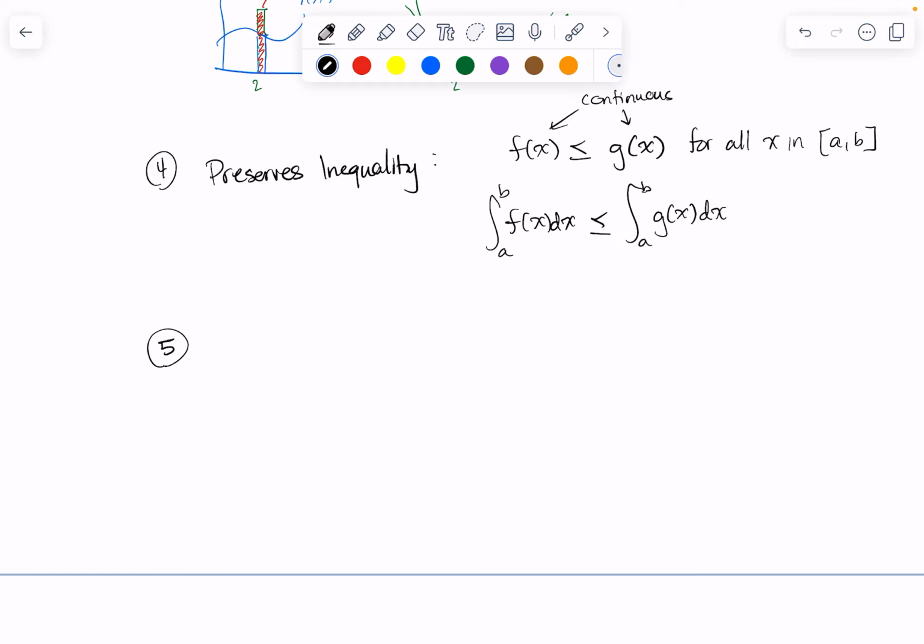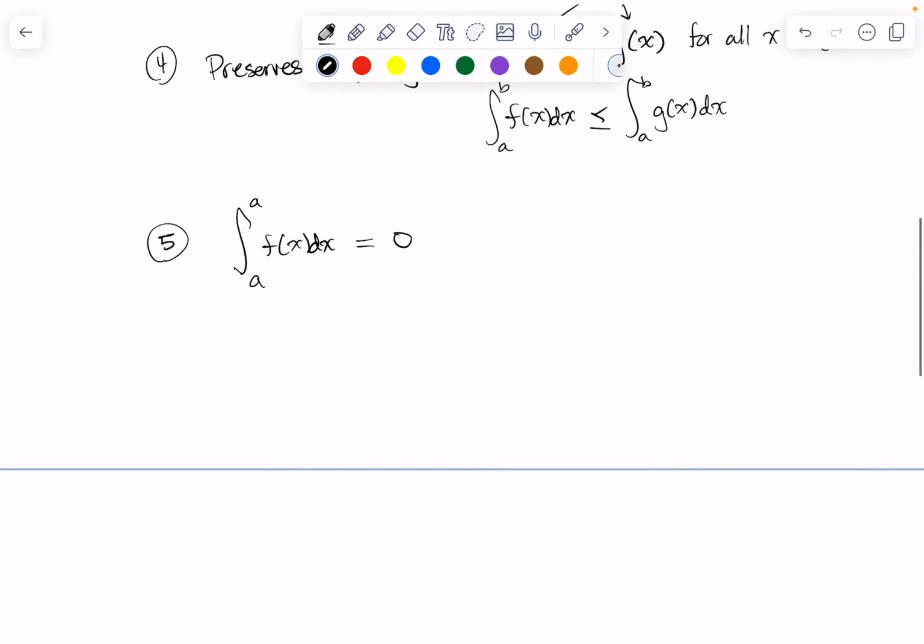Number 5, this is one that pretty much all of you could probably figure out in about 10 seconds. The integral from a to a of any function is equal to 0. Again, I think that should be pretty straightforward, right? It's kind of like calculating the area with a width of 0. There is no area. The area is 0.